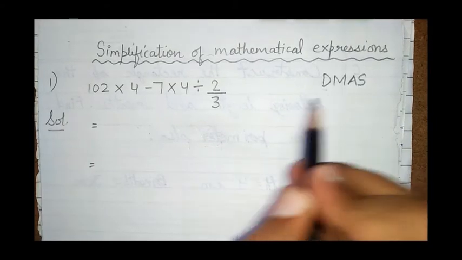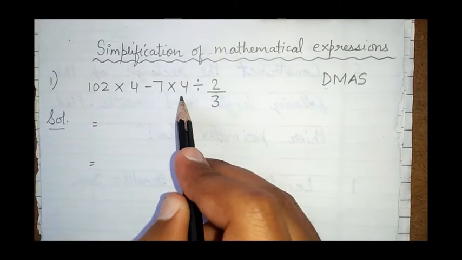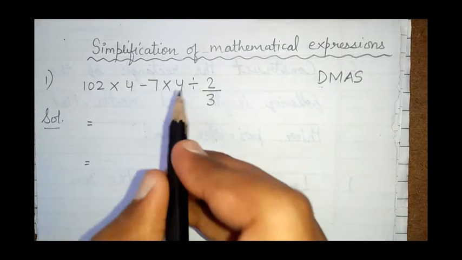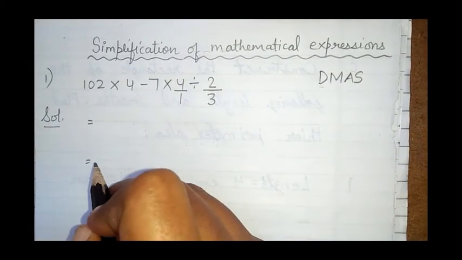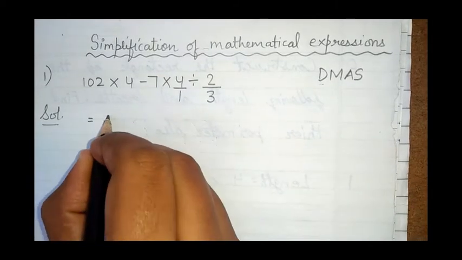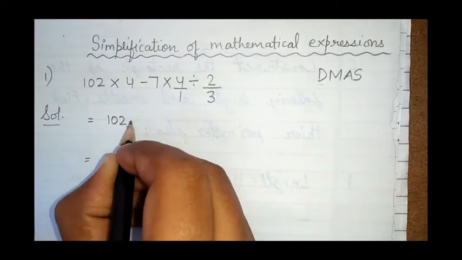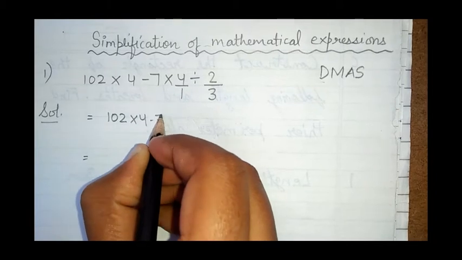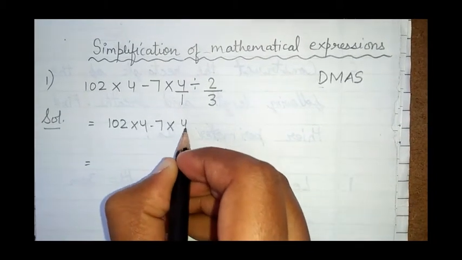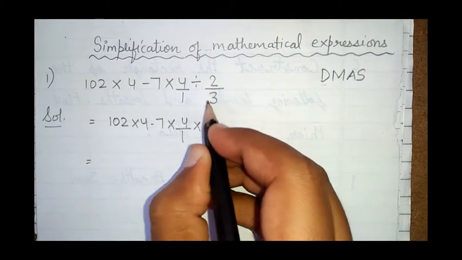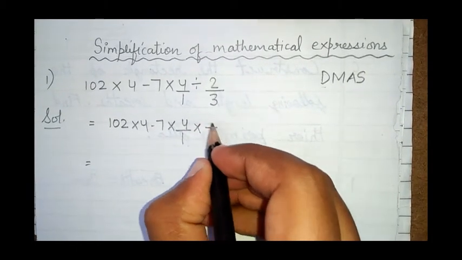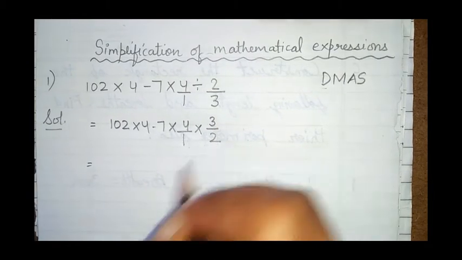Start with division. You can see division is between 4 and 2 by 3. Now if this is a whole number, we can write it as a fraction like this. I have told you earlier also. Rest of the things will be copied as it is: 102 into 4 minus 7 into 4 by 1. This division will change into multiplication and the fraction will get reciprocal. So I will write it as 3 by 2.